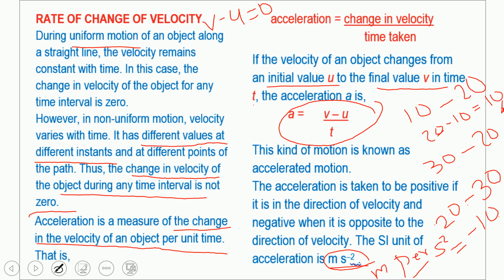So that is about acceleration. What we see here is that for uniform motion, V minus U is equal to 0. If there is no uniform motion, then there is acceleration.